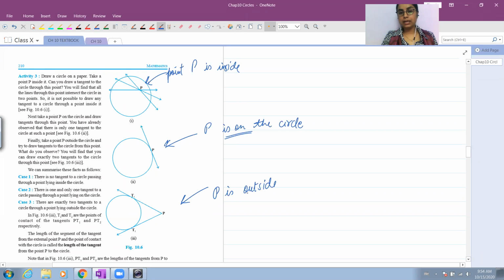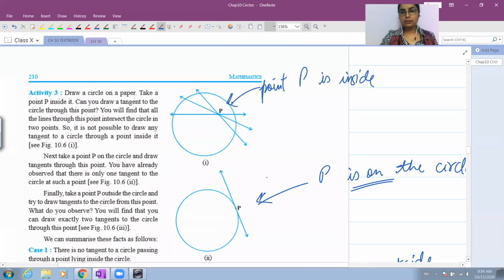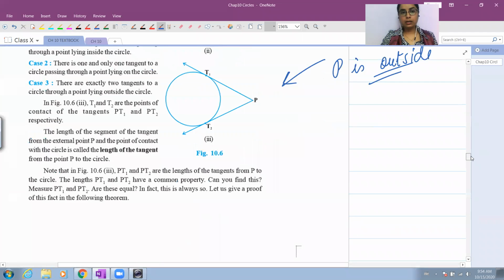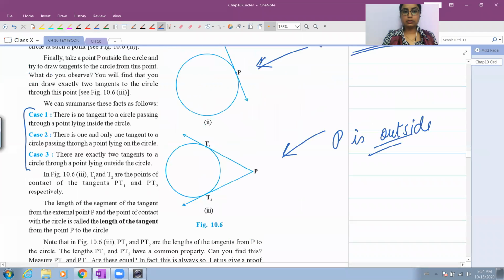Then third figure, where P lies outside the circle, there are again infinitely many lines which will pass through P. There will be very many lines passing through P, but there will be two lines which will be tangents to the circle. There will be two lines which will be tangents to the circle from this exterior point. And these are the three cases which have been mentioned here in your book as well. If you want to mark it, you can just mark it right here. Case 1, case 2 and case 3. If the point is inside, no tangent can be made from there; if the point is on the circle, there will be a unique tangent; and if the point is outside the circle, exactly two tangents can be made from there, not more than two, not less than two.